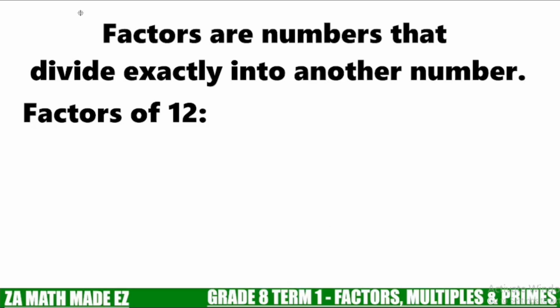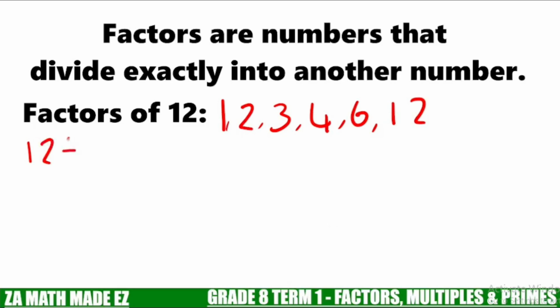For example, the factors of 12 are 1, 2, 3, 4, 6, and 12. Now, how did I get to these 6 numbers? For example, if you take 12 and divide it by 3, it will equal 4, right? But now, what is 4? 4 is a whole number. So factors of 12 can only be whole numbers, which is what 4 is.